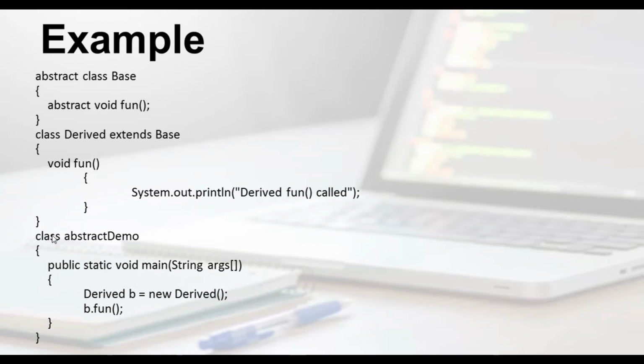Now how can it be implemented? In the main class, that is class AbstractDemo, I have defined one main method. Now I have created the object of Derived. Why? Because an object of the base class or abstract class is not possible. Through the derived object you can access that fun method. I have created Derived b = new Derived, meaning I have created the object with the name b. Through this object b I can access the fun method, so b.fun will call the Derived fun method.